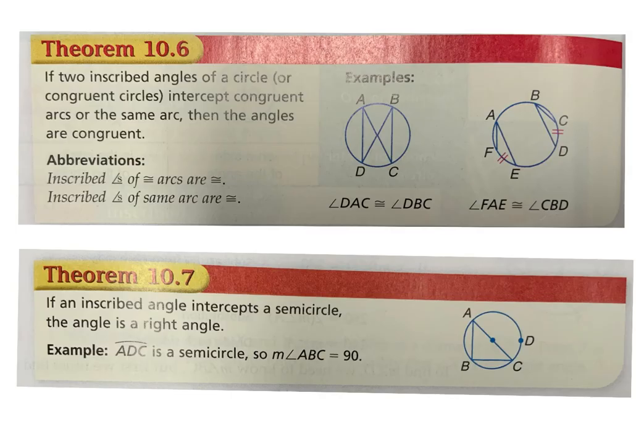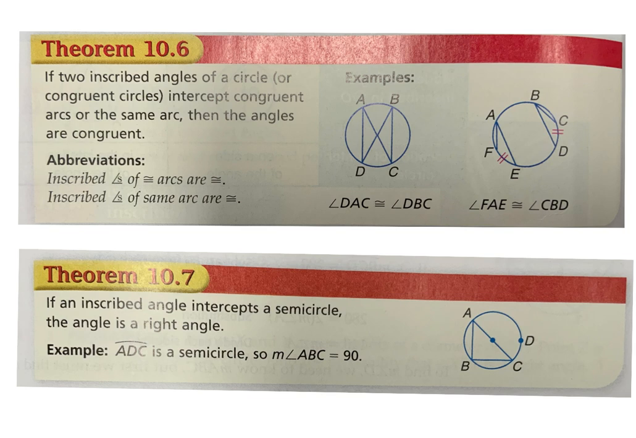This is the theorem. It says if 2 inscribed angles of a circle or congruent circles intercept congruent arcs or the same arc, then the angles are congruent. All right? So all they're saying, which we just talked about, is if they intercept the same arc, they are congruent, even if they're on different circles. So if their arcs are congruent, the angles are congruent. If arcs are congruent, inscribed angles are congruent.